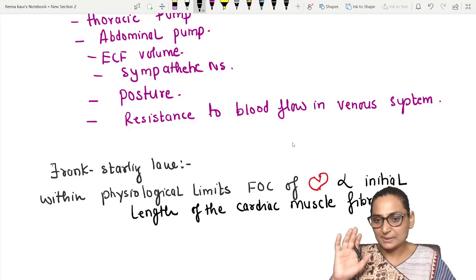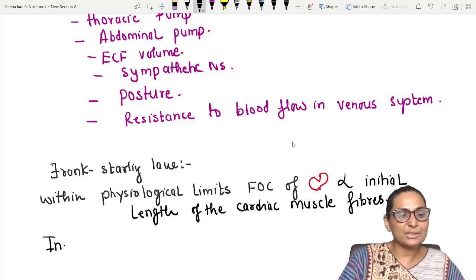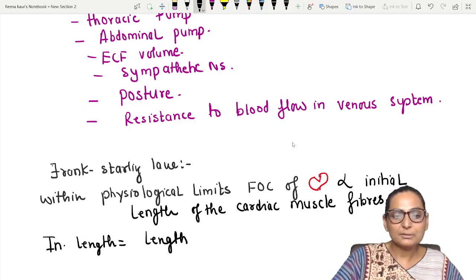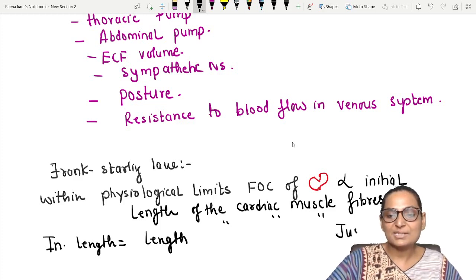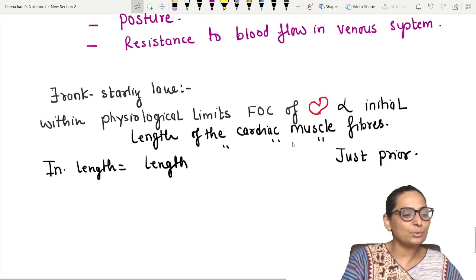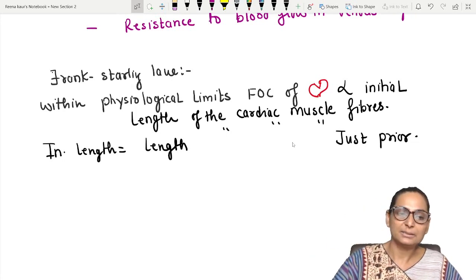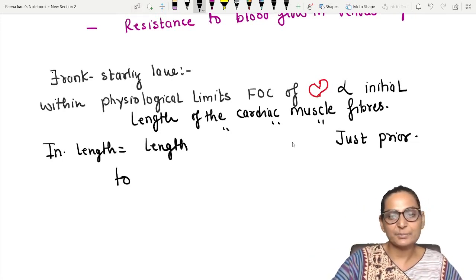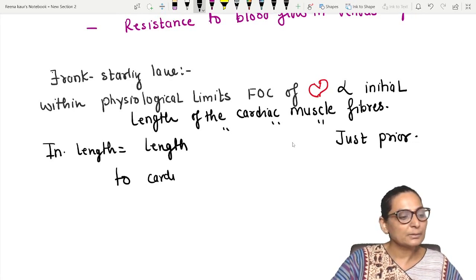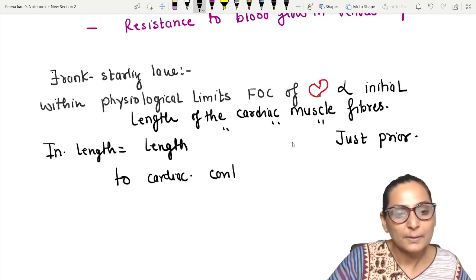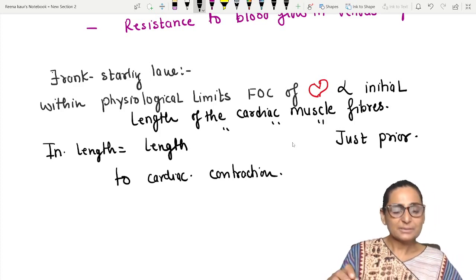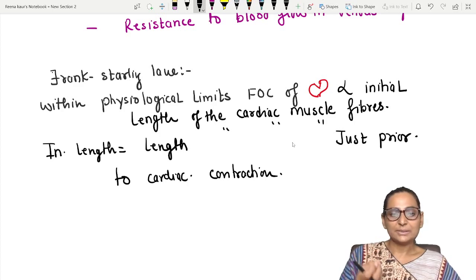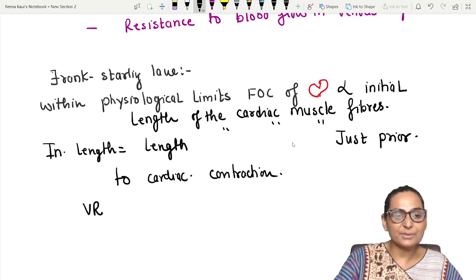Now, what is this initial length? It is the length of the cardiac muscle fibers just prior to contraction, just before they begin to contract. Contract होने के just पहले is the initial length, just prior to cardiac contraction, right? So this initial length is what? It is actually the venous return. It is actually the end diastolic volume.